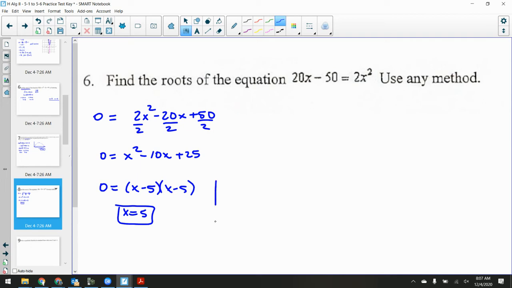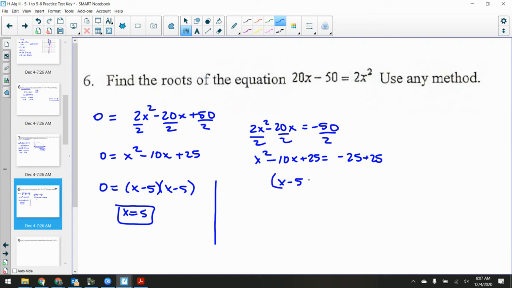Okay, so what if we didn't see that? Let's try to complete the square with this. I would have 2x squared minus 20x is equal to negative 50. I would divide through by 2, and I would get x squared minus 10x is equal to negative 25, right? And what would I add to both sides? 25. Negative 10 divided by 2 is negative 5, squared is 25. So I have x minus 5 squared is equal to 0. I square root 0, I get x minus 5 is equal to 0. So x is equal to 5.